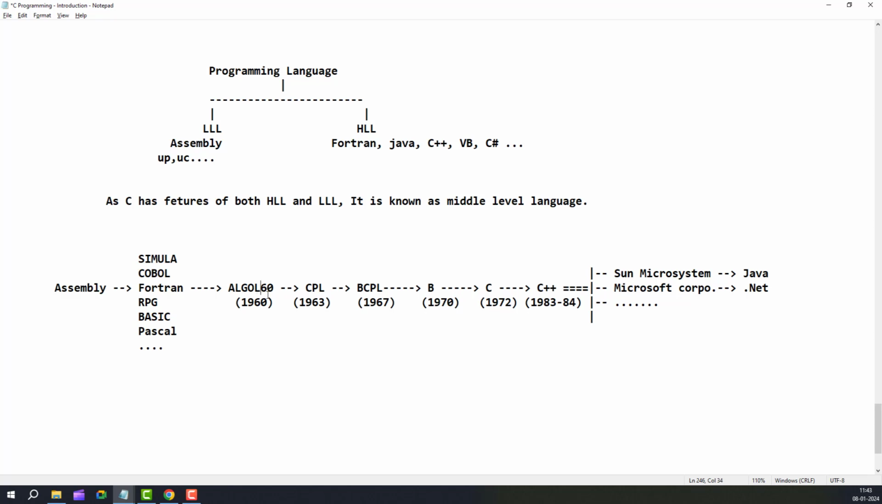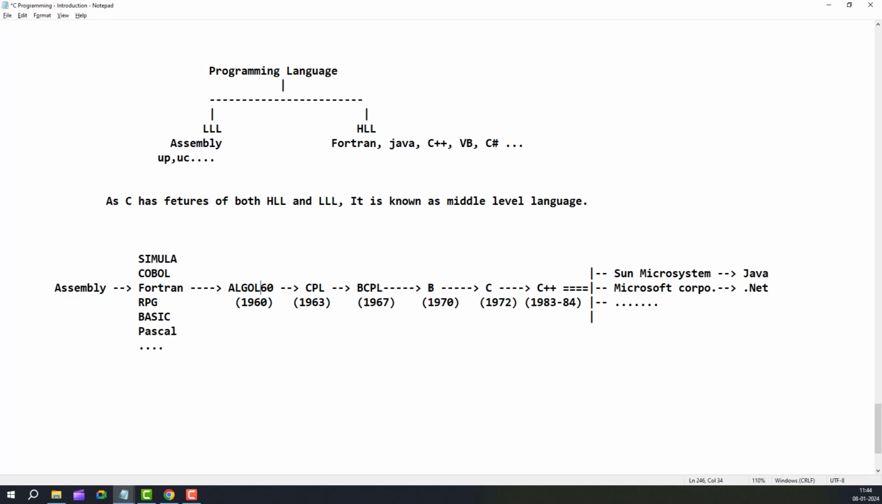After that, research was carried out at Cambridge University, where they developed Combined Programming Language in 1963. Again, at Cambridge University, Martin Richards developed the next, modified version of CPL, where the drawbacks of CPL were eliminated and Martin Richards added some additional features in it. The language is known as BCPL. That is Combined Programming Language and Basic Combined Programming Language. The BCPL was developed in 1967.